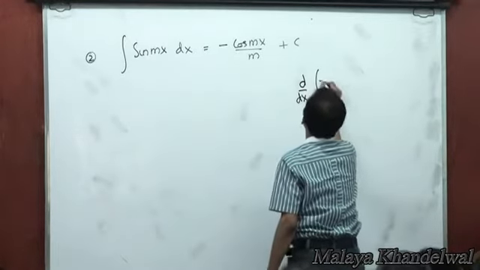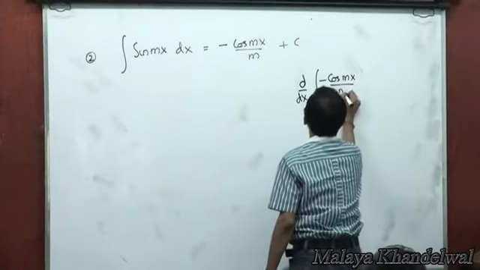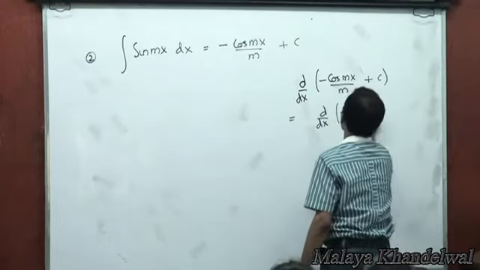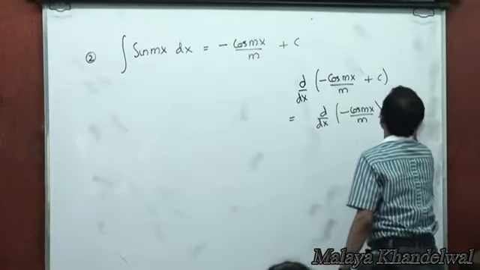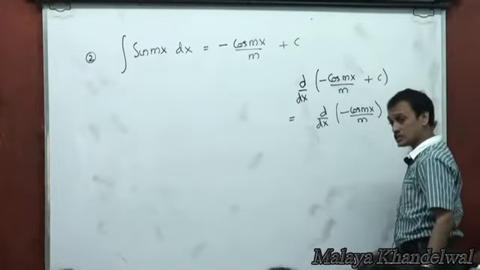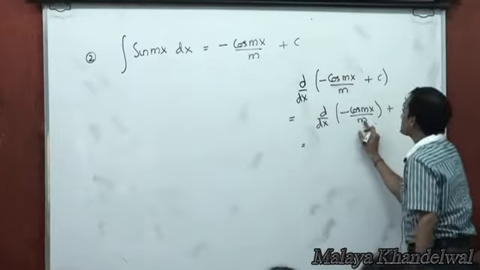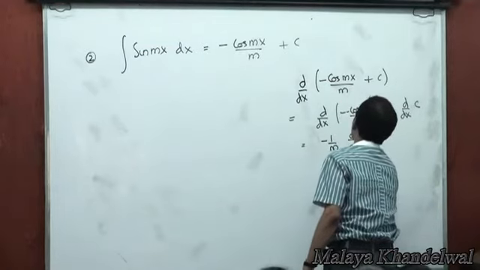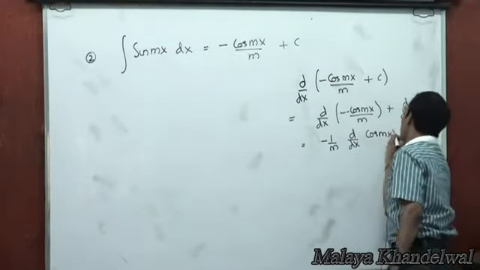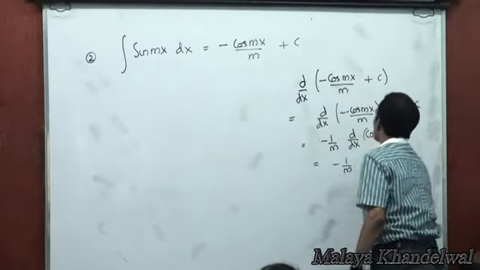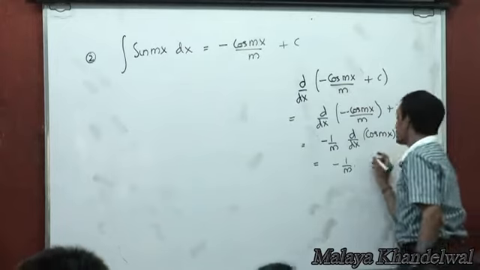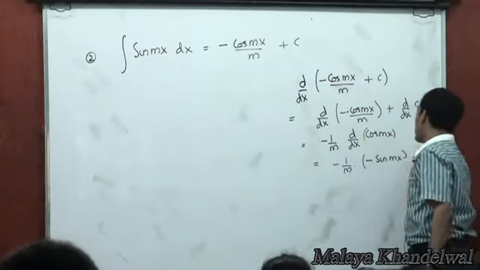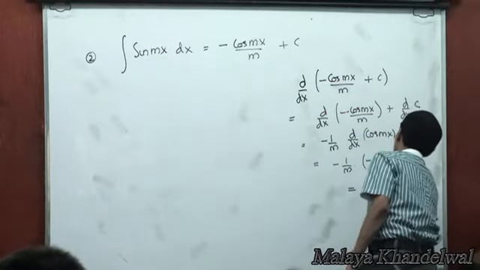d/dx of minus cos mx by m plus c is d/dx of minus cos mx by m plus d/dx of c. But d/dx of c is 0. And this minus 1 by m can come out because that's a constant. So minus 1 by m into d/dx of cos mx. This is like a cos of something. Go from outside to inside: minus sin mx. And then d/dx of mx with respect to x is m. So that makes it sin mx.